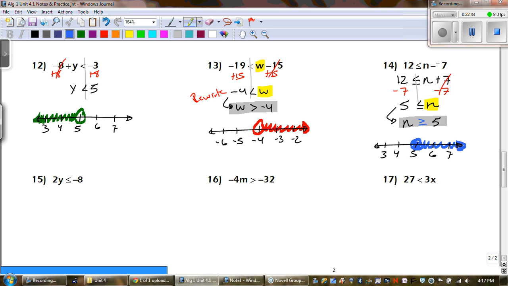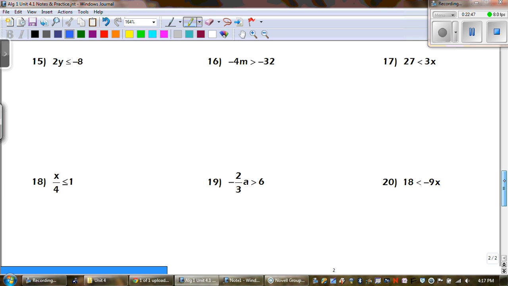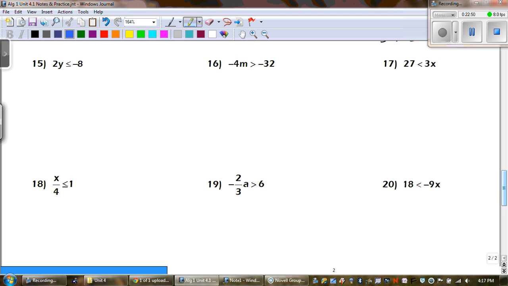Okay. All right, guys, we're just going to do 3 more of these. I know that there are a lot, but we're only going to do a couple more. And let's look at number 16. Okay, so 16, we have multiplication. How do you get rid of multiplication? By division, and we divide by a negative 4. So if I'm dividing by a negative 4, I have to flip that sign, okay? And then negative 32 divided by negative 4 is a positive 8. And then we go straight into our graph.